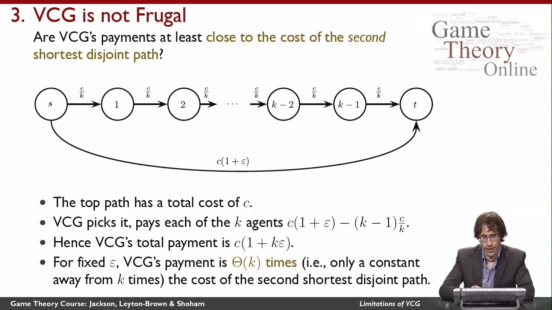And if we just rearrange this, do a little bit of algebra, and compute VCG's total payment by multiplying this amount by k, you can confirm that this amount here is VCG's total payment. Well, that's kind of bad news, because compare this value here to this value, and you'll see that VCG's payment is theta of k times the cost of the second shortest path. So what that means is it differs only by a constant away from being k times bigger. And now we're comparing actually to the second shortest path. So it really seems like VCG can end up paying much more than is sensible.